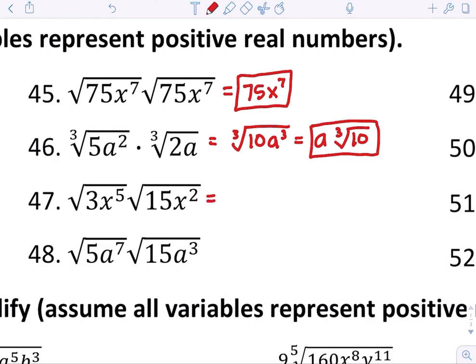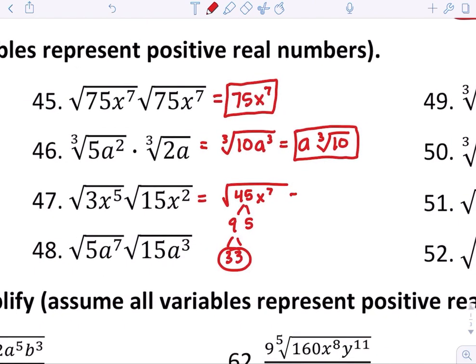Okay. All right, 47. Both of these are square roots. So square root of 15 times 3, 45. X to the 5th times x squared, x to the 7th. 9 and 3. Oh, no, 5. 3 and 3. We found a pair, right? So on the outside, we are going to have 3 square root 5. And now let's look at your variable.